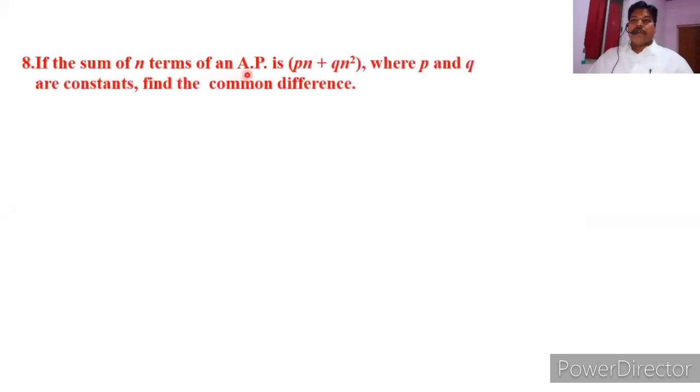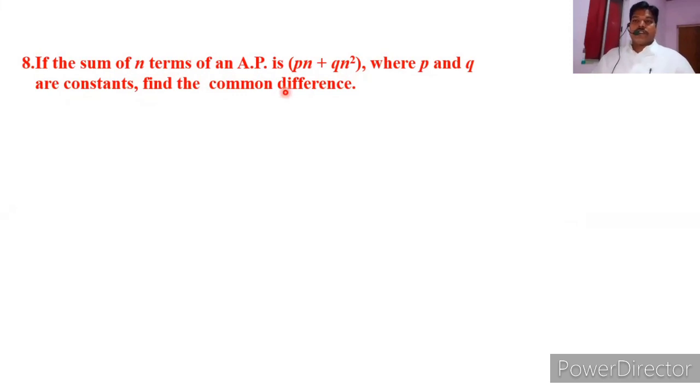See the next question, question number 8. If the sum of n terms of an arithmetic progression is Pn plus Qn square, where P and Q are constants, find the common difference. In this question, they are giving the sum of n terms of an arithmetic progression, and they are asking what the common difference is.